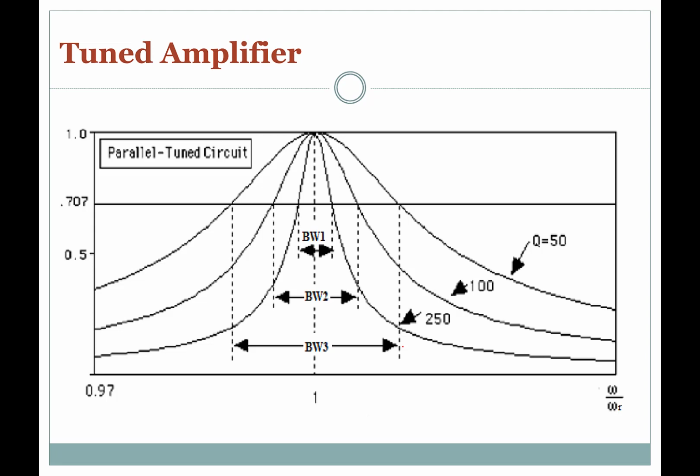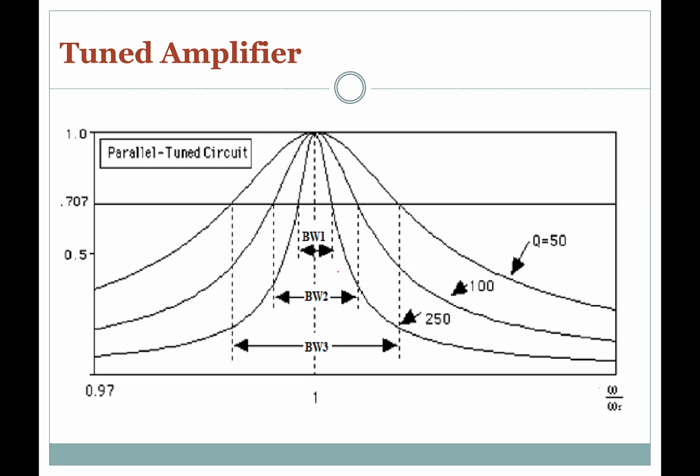Now the significance of the quality factor is very obvious from this diagram, where BW3 is greater than BW2, which is greater than BW1. You would realize that with the bigger bandwidth, the Q factor tends to be smaller. As the bandwidth becomes narrow, the Q factor tends to be bigger, which is actually good for the tuned amplifier.